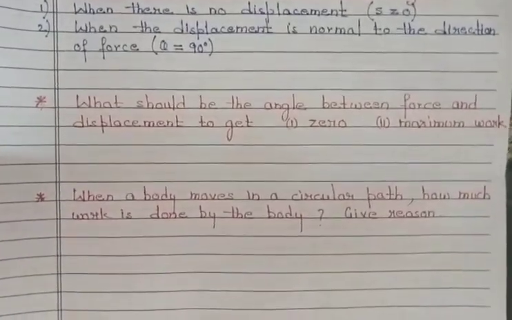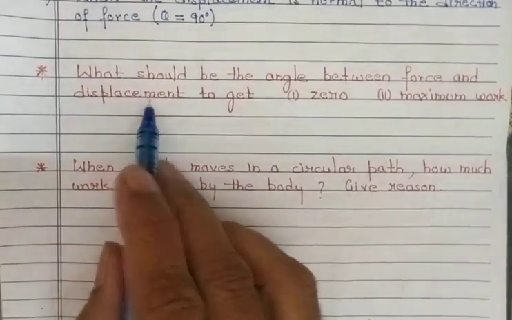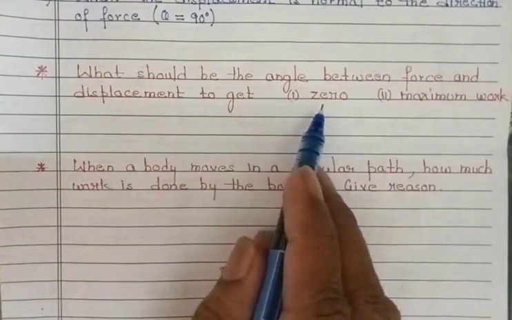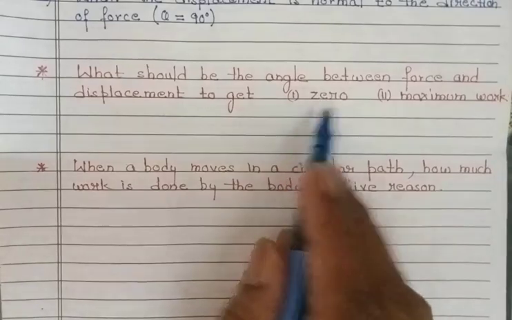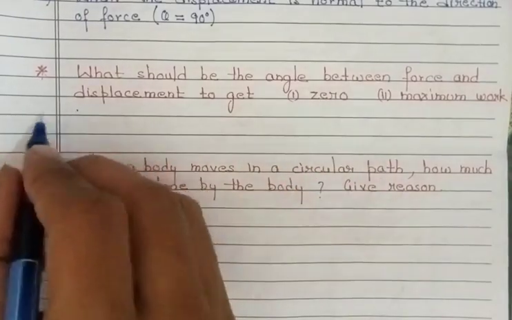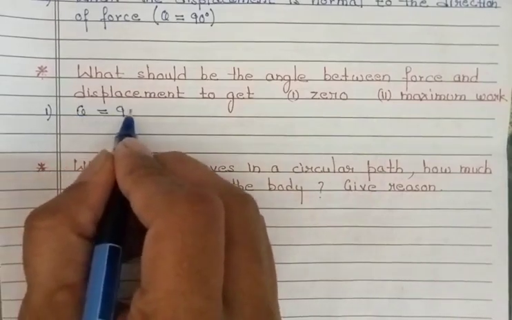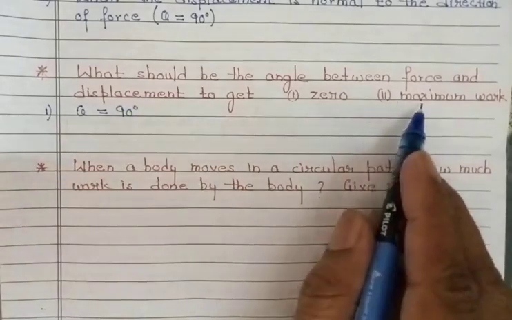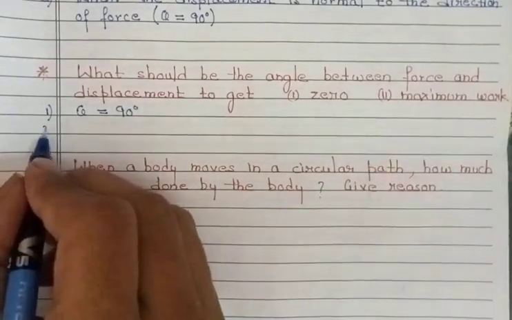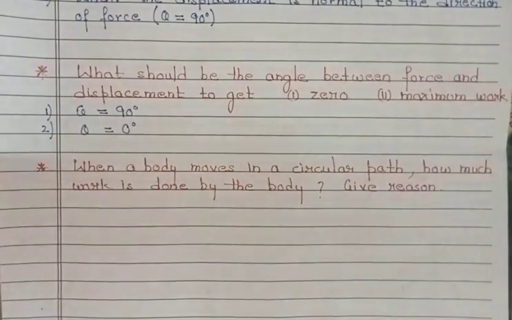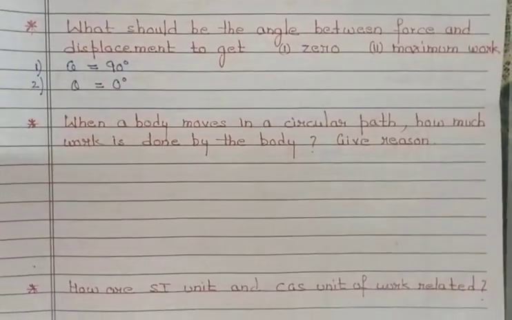Okay, the next question is, what should be the angle between the force and the displacement to get 0 work? So for 0 work, remember theta should be 90 degree, and for maximum work theta should be 0 degree. Moving on to the next question.